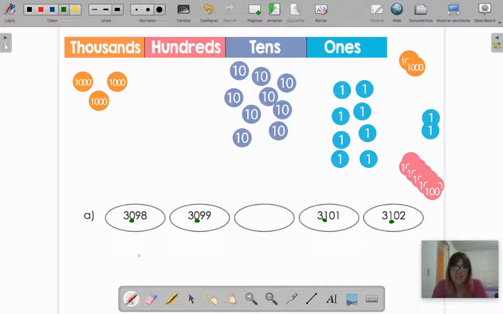Let's double check again. The 3, no. The 0, no. The 9 in the tens, no, because I also have a 9. But look, in the ones I have 8. And here in the ones I have 9. So that's the number that is changing. But here comes the tricky part, the difficult part, because it's 8, 9. So the next should be 10, right?